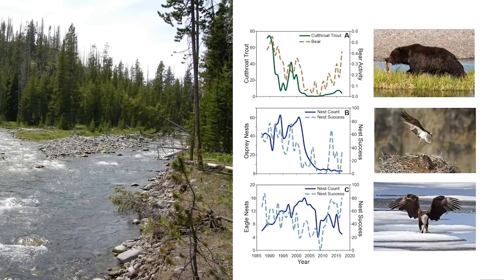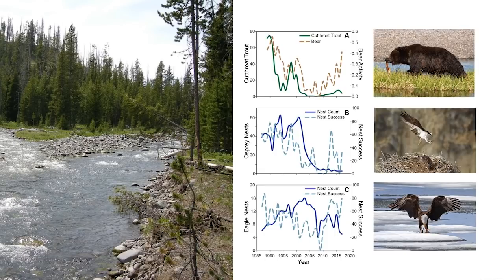The loss of the cutthroat trout affected several important consumer species in the ecosystem that depended on them for a food resource. This included black and grizzly bears, as shown in the top graph. The cutthroat trout are the solid brown line in the top graph, and the dashed line is the use of spawning streams by grizzly bears. And the grizzly bear use of spawning streams mirrored the decline of the cutthroat trout during that time, but in recent years has been increasing with the increases in cutthroat trout that we're starting to see within the lake.